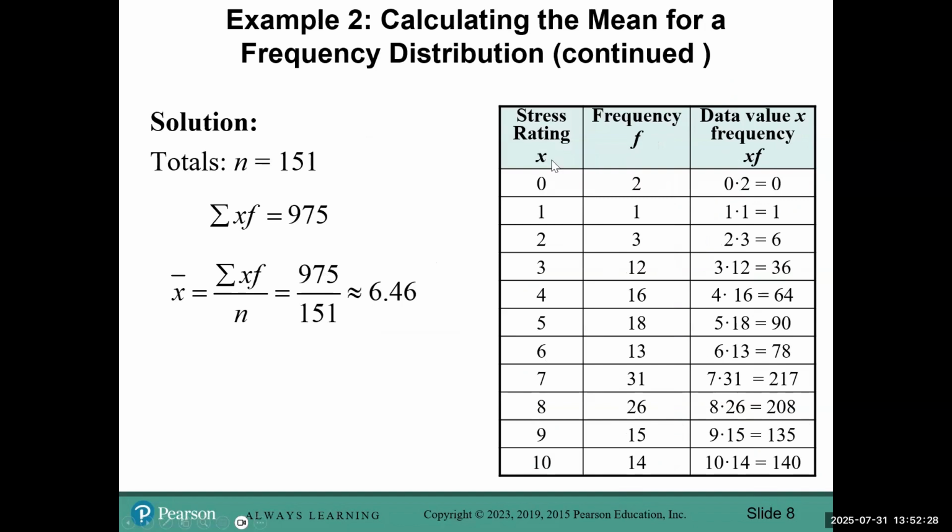And again, just looking at the ratings went from 0 to 10. And they were kind of centered, clustered about the middle or towards the high end. And so 6.46 seems like a reasonable answer. If my answer was something like 11, I would be very suspicious since the ratings only go up to 10. So I would expect it to be somewhere between 0 and 10.